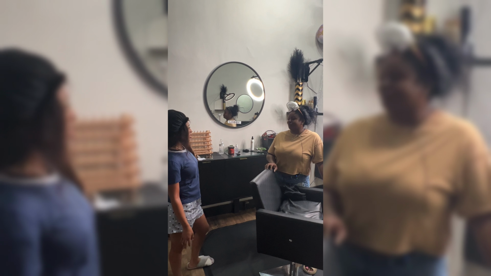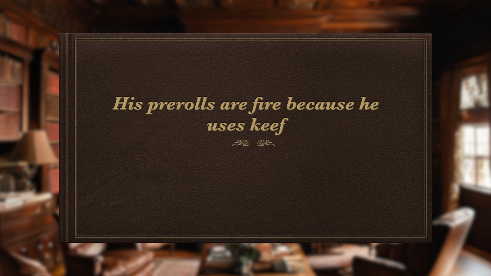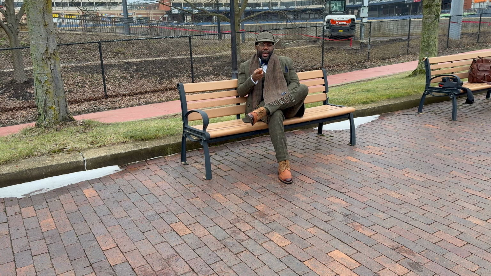His pre-rolls are fire because he uses keef. Can you figure out which are the diphthongs and monophthongs within this sentence? If you answered keef, you are correct. But is it a diphthong or a monophthong? Keef is a monophthong. Now, are there any other diphthongs and monophthongs that you can identify within this sentence? If you answered because, you are correct. As stated before, the term because has the A and U joined together that form a single syllable sound. And I bet those pre-rolls were fire.